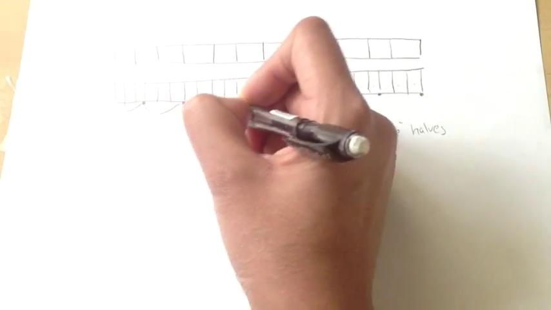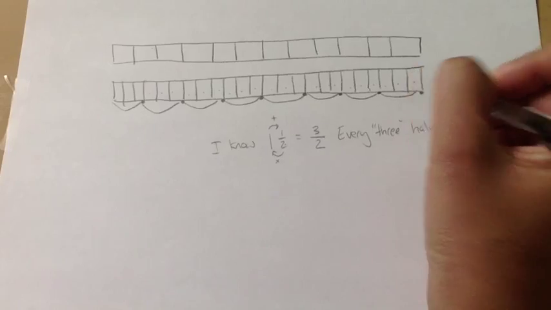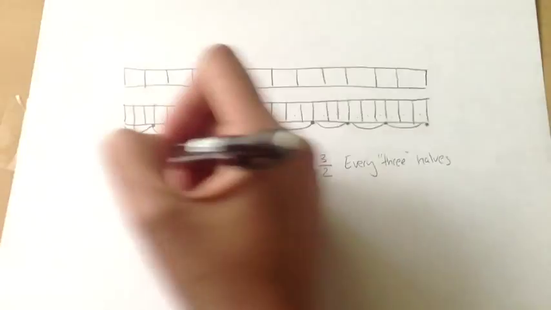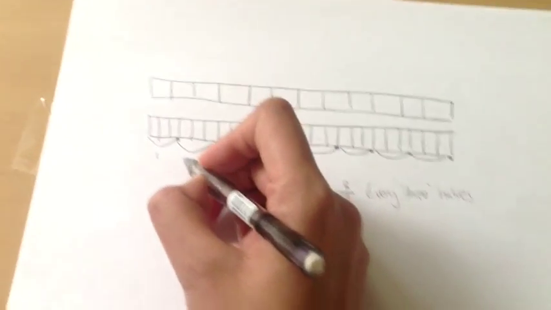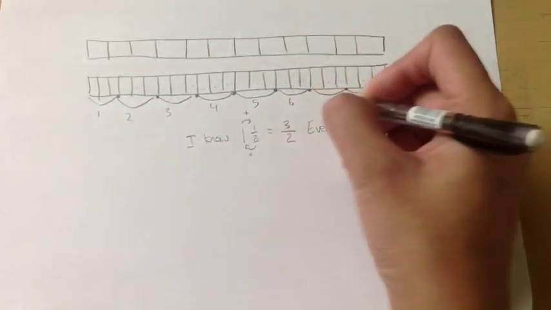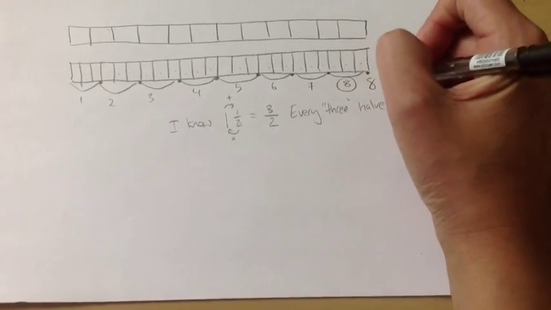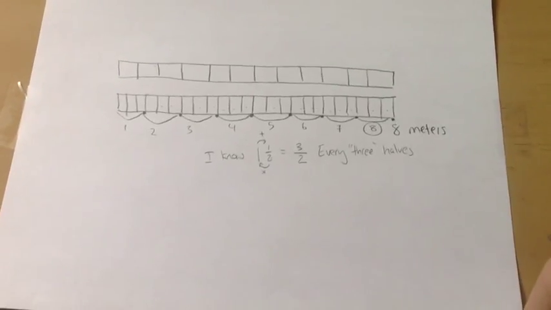And when I'm done, I can jump and count how many groups of 3/2 I have, which is 8. And my units were in length, so I had meters. So my answer is 8 meters.